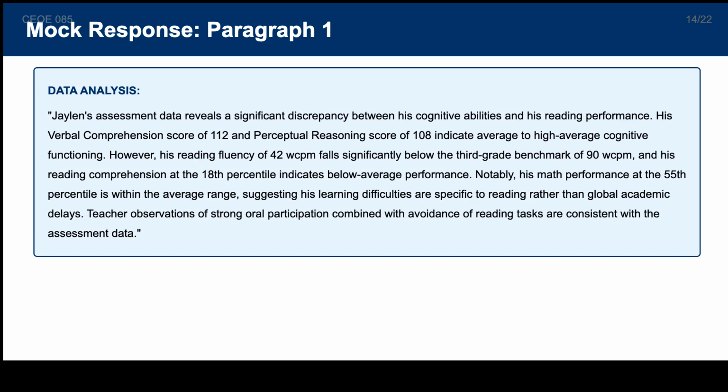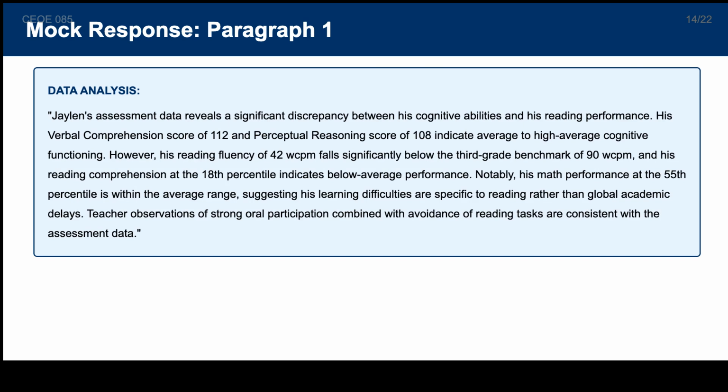Paragraph 2 covers strengths. Notice, I identified multiple strengths: verbal comprehension, perceptual reasoning, and oral participation. For each strength, I cited specific data. And critically, I explained how each strength can be leveraged instructionally. High verbal skills means use read-alouds and discussions. Visual reasoning means use graphic organizers. Loves verbal participation? Use readers' theater and paired reading. The scorer wants to see that you understand how to build on what students can do.